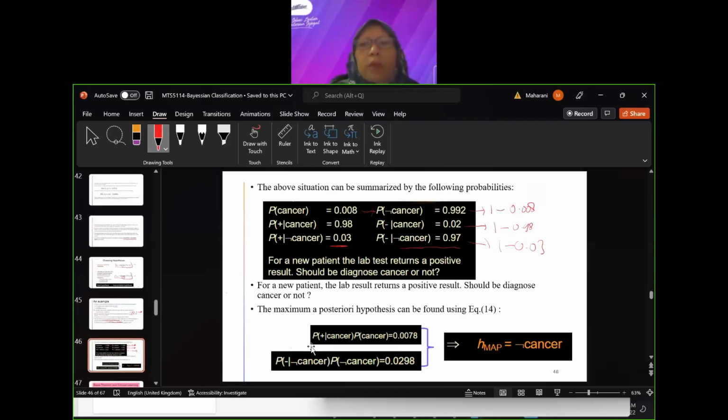First, you compute the probability of positive on the test with condition cancer, and then multiply with the probability of cancer. This value is 0.0078. And then the second one: the probability of the negative test with non-cancer, multiplied with the probability of non-cancer, is 0.02998.